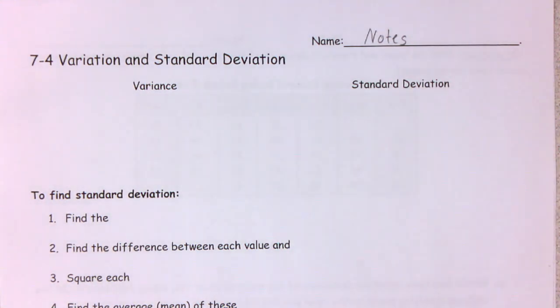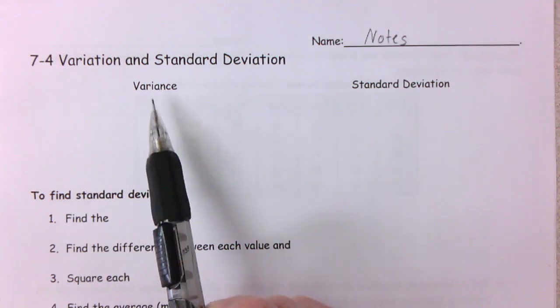Hi, we're moving on to variation and standard deviation. And we'll look at z-scores a little bit. So we'll start with standard deviation and variance.